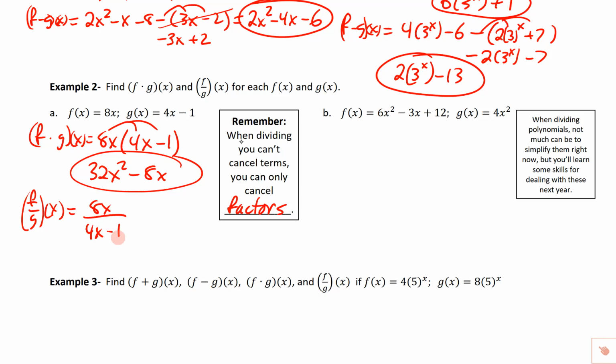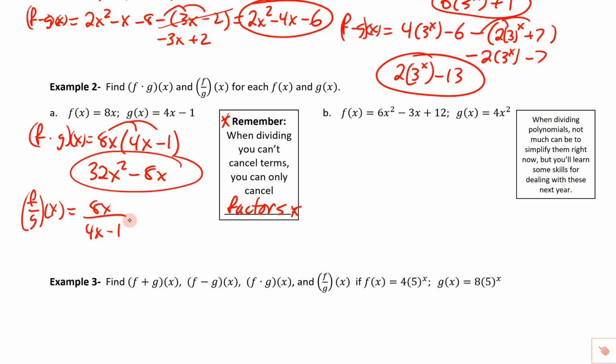Now, this is why I put a little reminder over here. This is what a lot of people will look to do. They'll say, oh, I can cancel off the 8x with the 4x. I can cancel off the x with the x and the 4 with the 8. This would be a 2 here and a 1 here. And then they do all sorts of crazy things after that. You can only cancel factors.